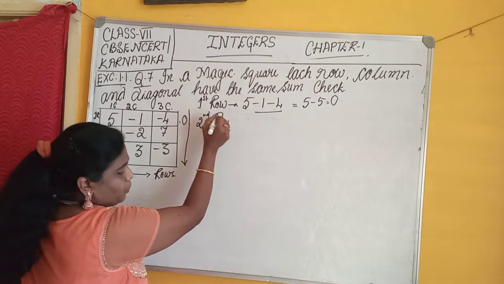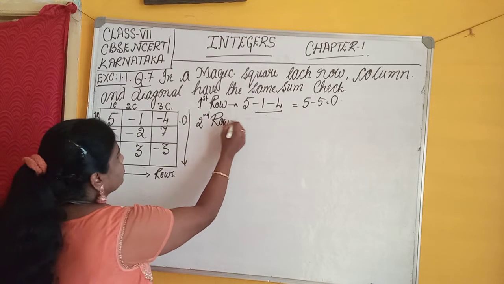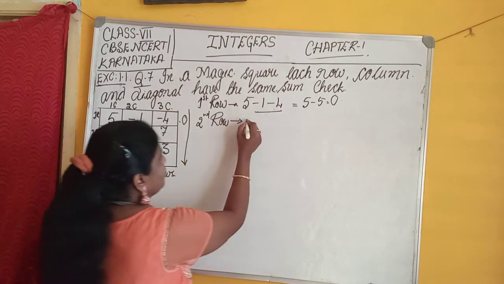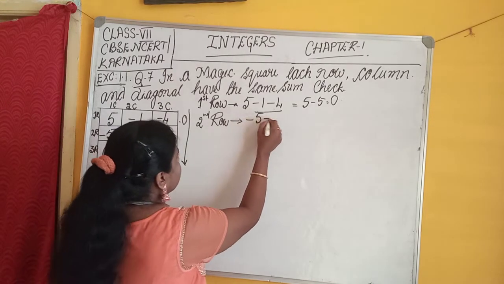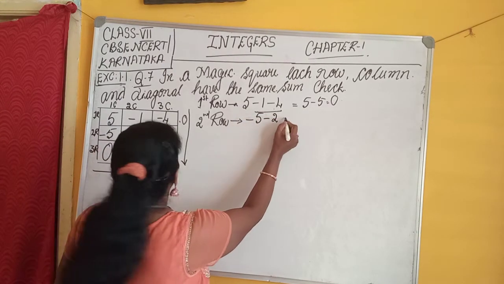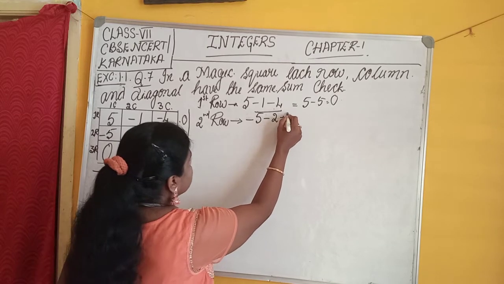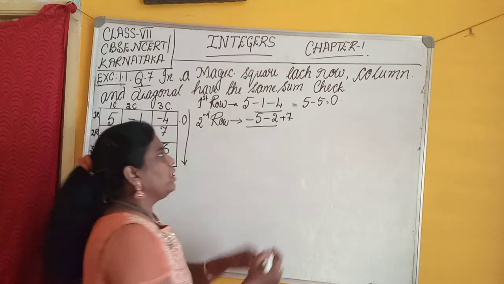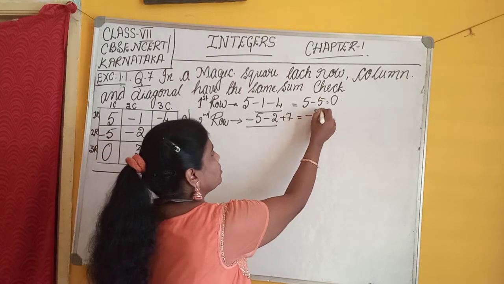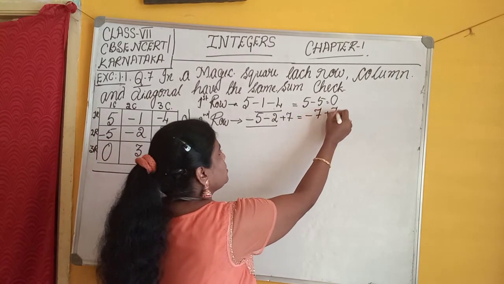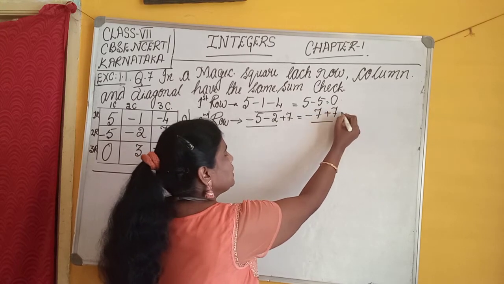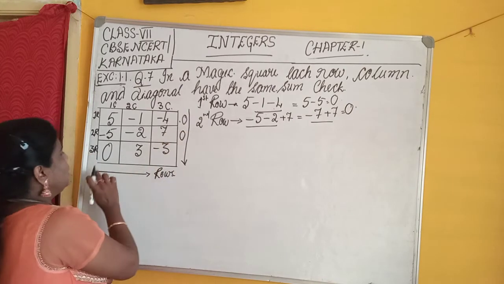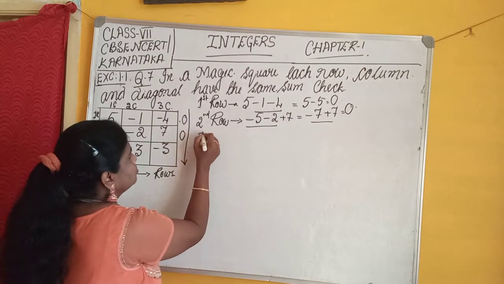And the second row. The numbers in the second row are minus 5, minus 2, 7. Add the numbers which are like terms: minus 5 and minus 2. If we add those two numbers, we will get minus 7, and plus 7. If we add these two, minus 7 and plus 7, we will get 0. In the second row, we got 0. Let us check for the third row.